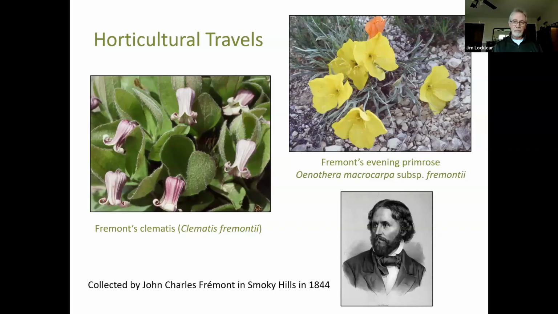And particularly Fremont's evening primrose, there's been quite a bit of work in Colorado to develop new cultivars. Lauren Springer Ogden has developed a cultivar, I think it's called Shimmer, of Fremont's evening primrose. It's become very popular in the trade. So in addition to botanical travels, there were horticultural travels.